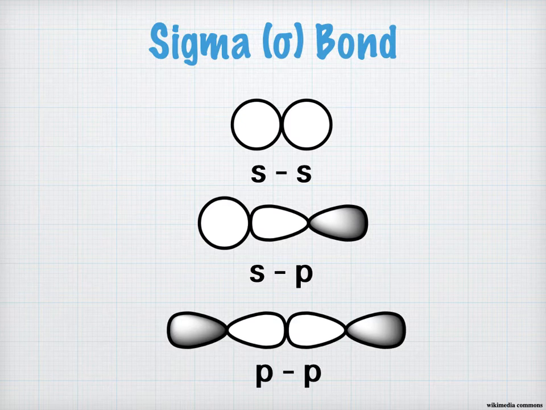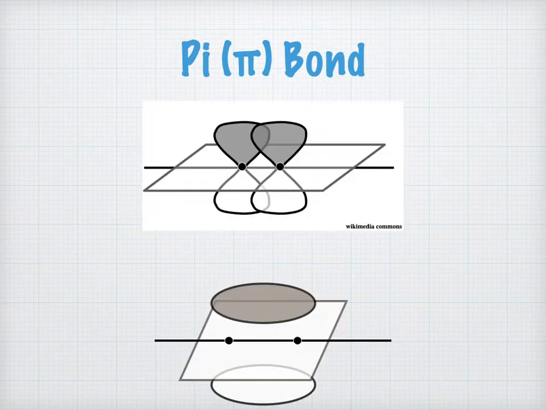P orbitals come in three types, though. We have x, we have y, and we have z. If those p orbitals are oriented not end to end, but side to side, when they overlap, you're going to get what's known as a pi bond. When those two p orbitals overlap, what they produce is two regions of space above and below the nucleus. This will only happen after a sigma bond has taken place between the two nuclei.